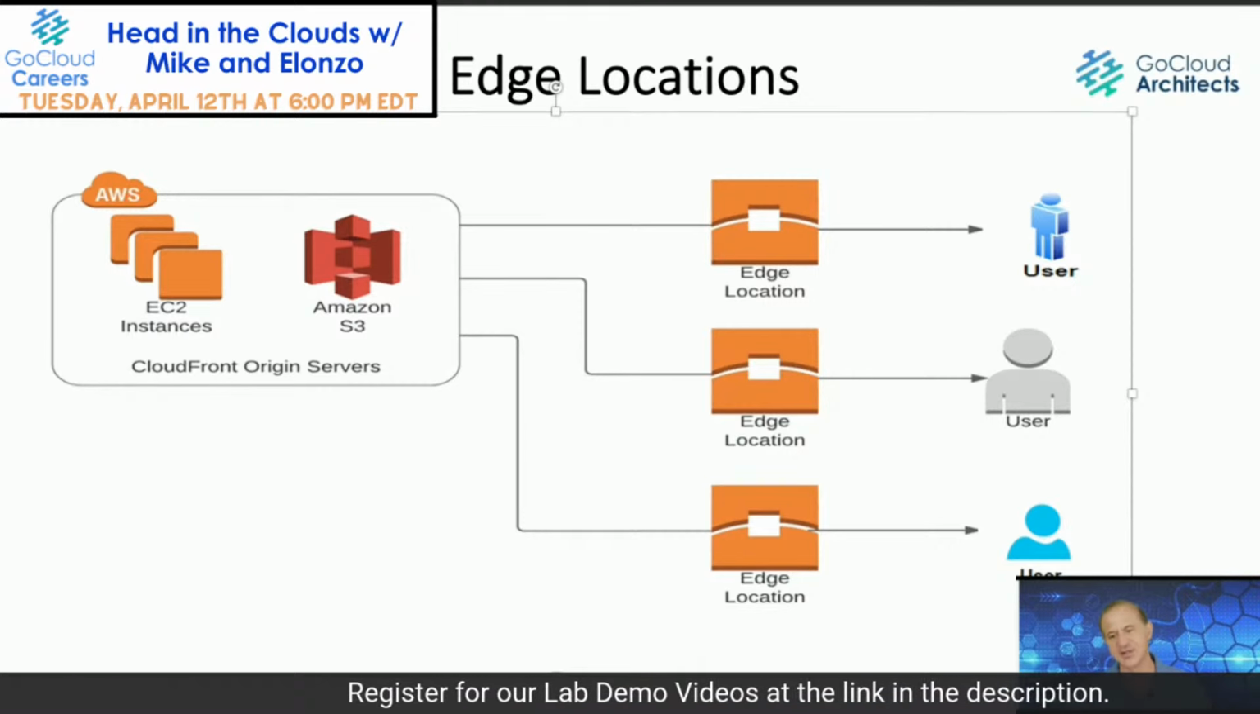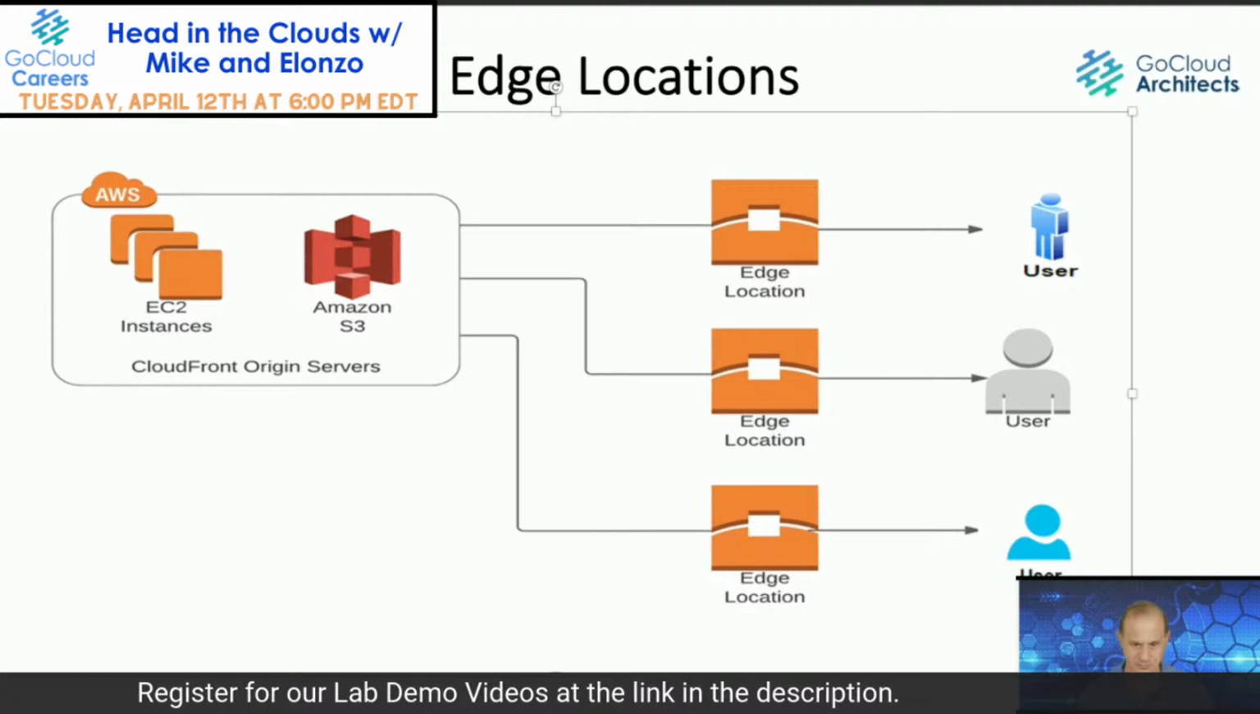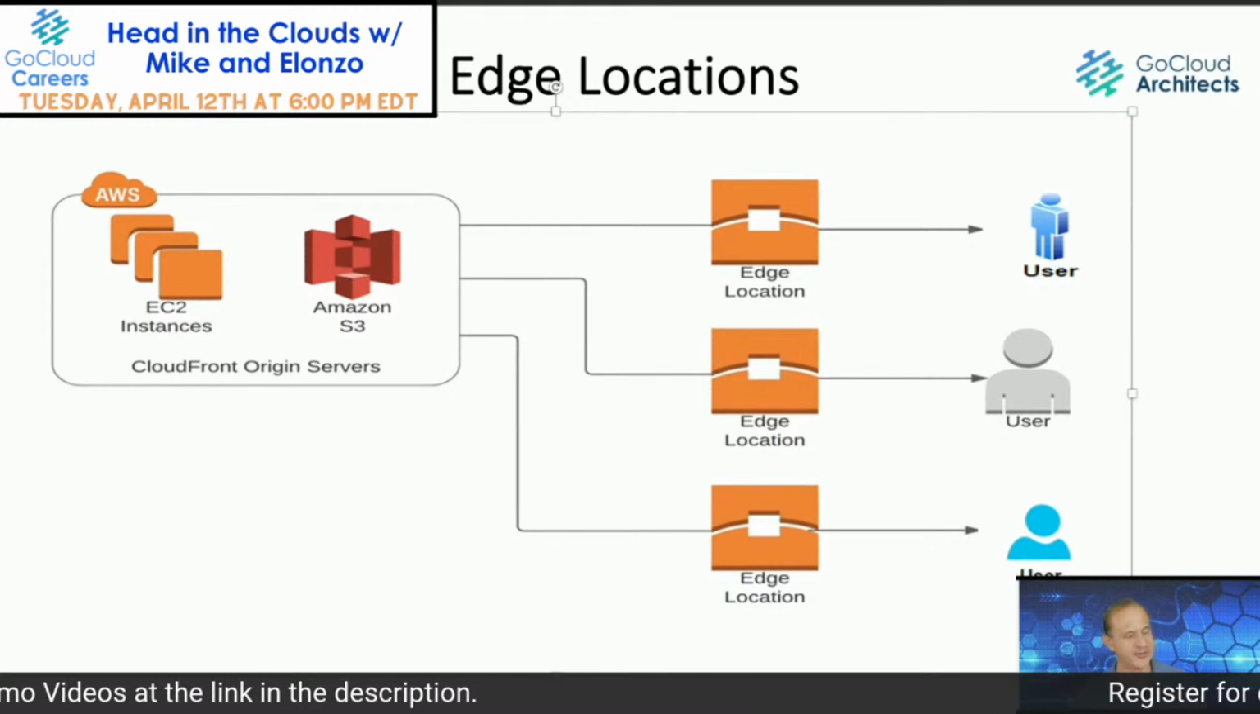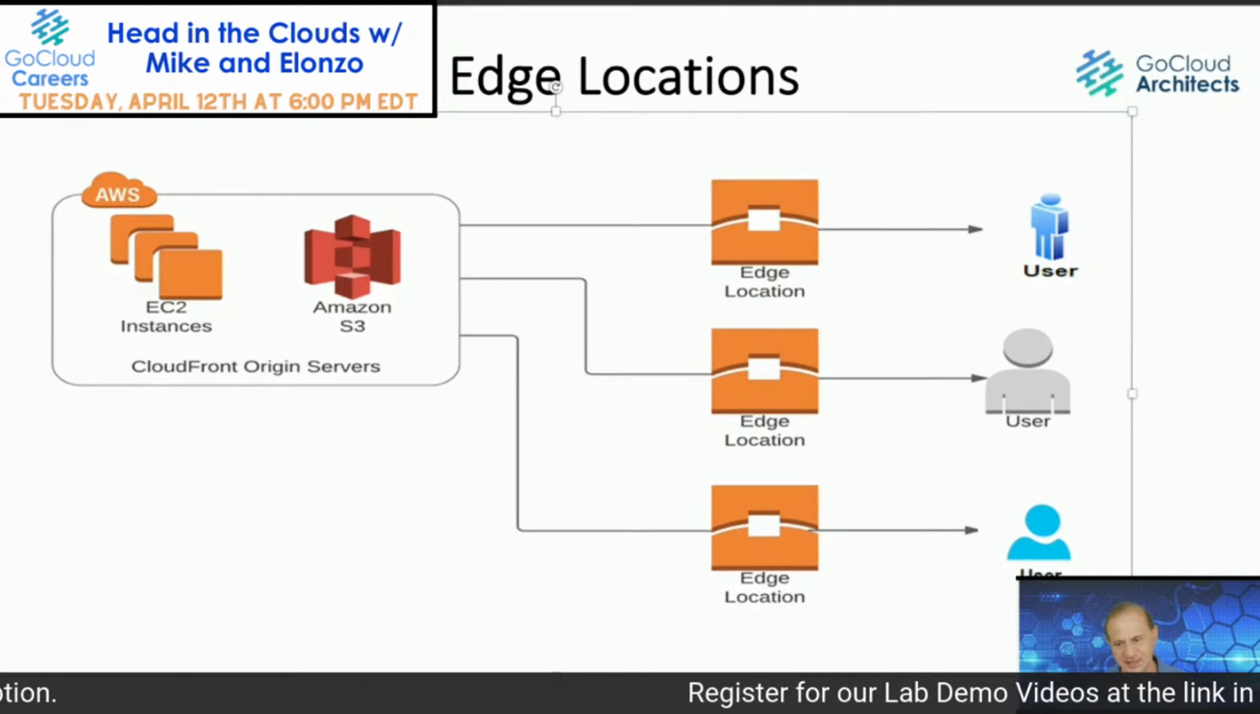So as you can see what's going on, the caching, the content delivery network improves both the performance in terms of private networking and caching. So that's what we're talking about.